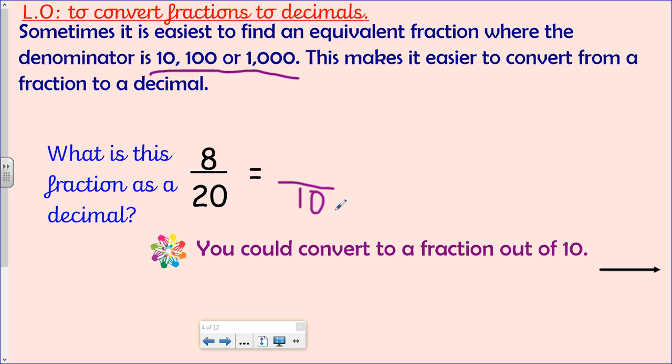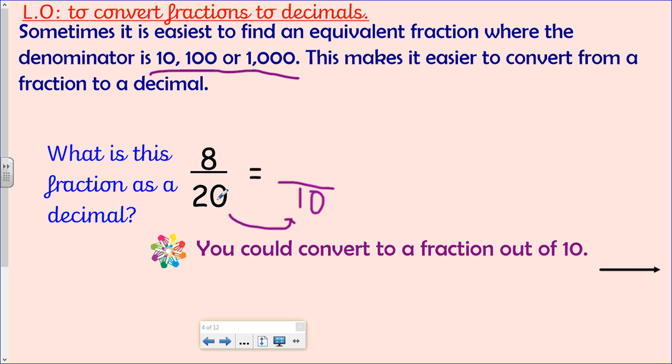So, as before, please pause the video. Please have a go at converting 8/20 into an equivalent fraction. And then, once you've done that, can you make it into a decimal number? Pause the video, have a go, and I will now go through it.